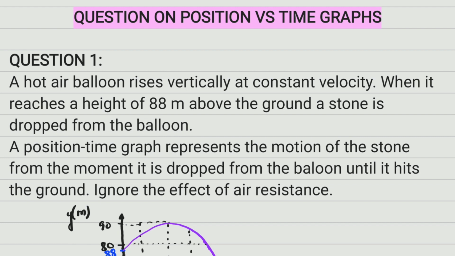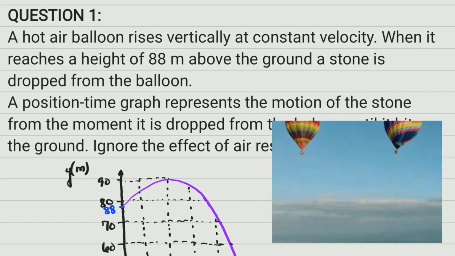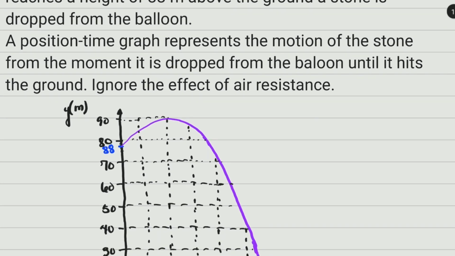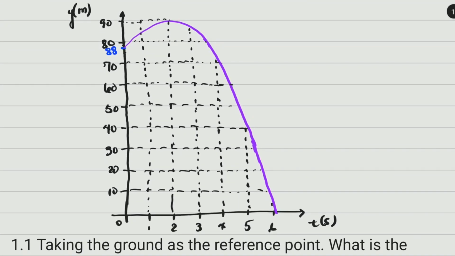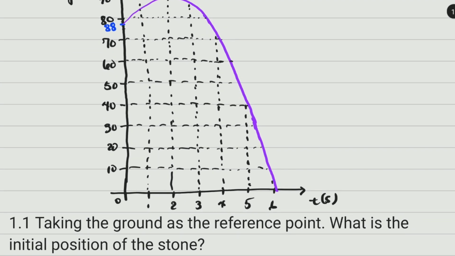Now this question says a hot air balloon rises vertically at constant velocity. When it reaches a height of 88 meters above the ground, a stone is dropped from the balloon. A position-time graph represents the motion of the stone from the moment it is dropped from the balloon until it hits the ground. Ignore the effect of air resistance. Here is the graph, not to scale, but it will represent the motion of the object. Question 1.1: taking the ground as the reference point, what is the initial position of the stone?